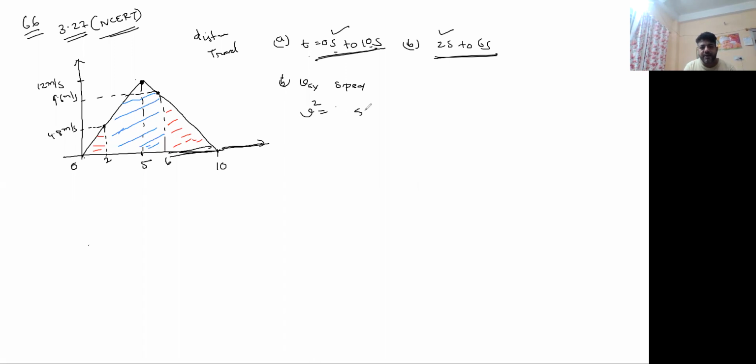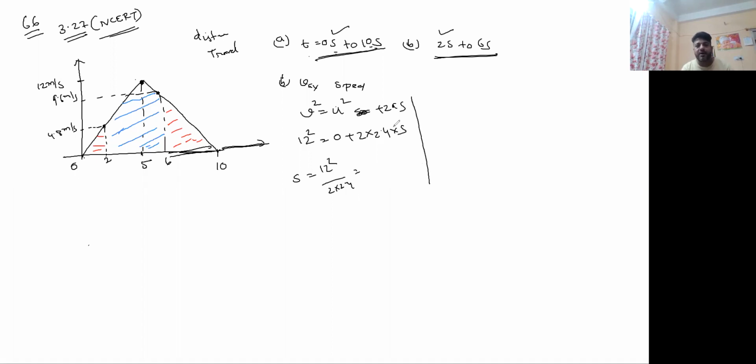ये भी कर सकते हो ना, as is, चलो v square equals to u square plus 2as से भी आएगा. फाइनल वेलोसिटी is 12 square, इनिशियल 0, 2 into acceleration 2.4. हाँ सर. s is 12 square by 2 into 2.4. समझ में आ रहा है? देखो it takes more time ना.